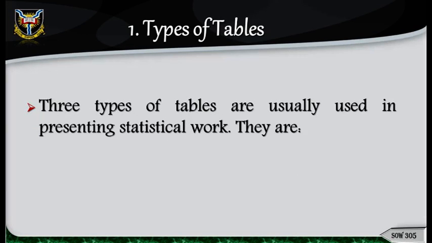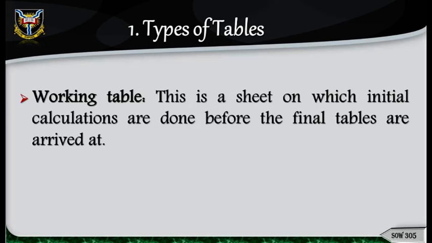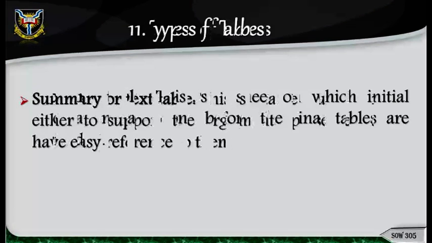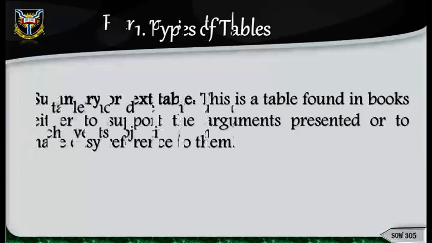1. Types of tables. Three types of tables are usually used in presenting statistical work. They are A. Source or reference table. This is a table on which further analysis is based. B. Working table. This is a sheet on which initial calculations are done before the final tables are arrived at. C. Summary or text table. This is a table found in books either to support the arguments presented or to have easy reference to them.